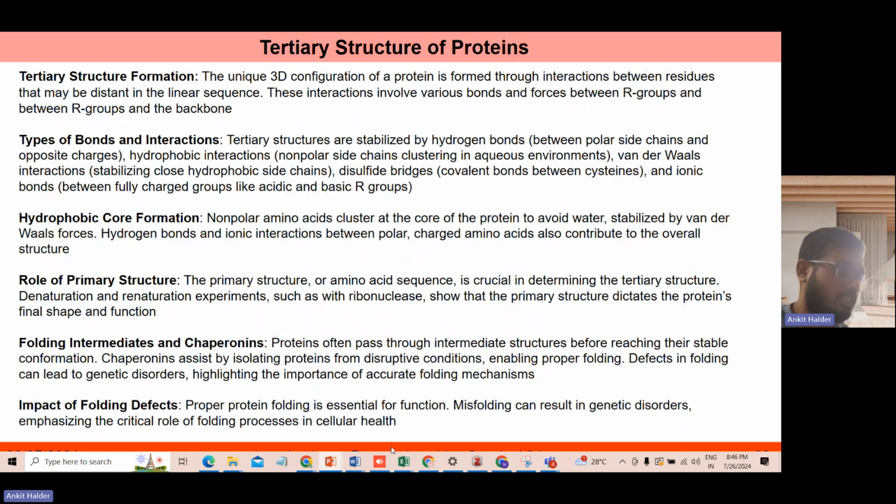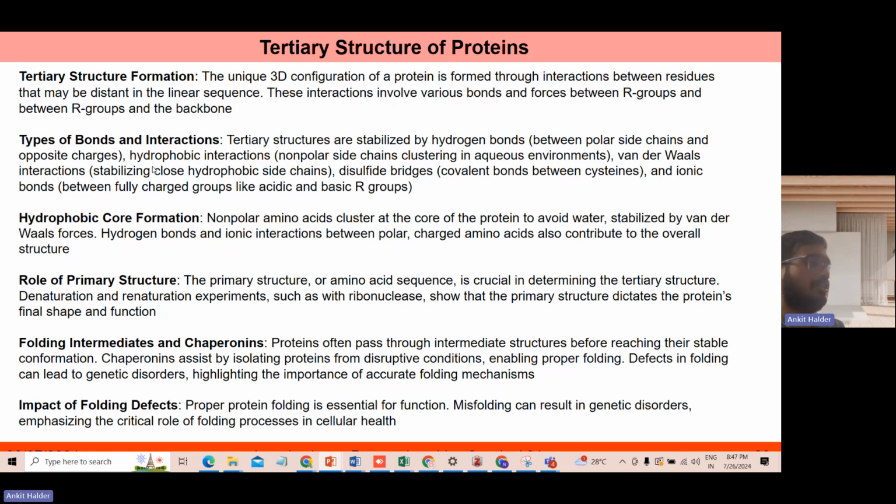Once the secondary structures of proteins are formed in alpha helix and beta sheet, now we are going to try to understand and identify the protein tertiary structure. Tertiary structure is the 3D configuration of a protein due to interaction between residues that may be distant. The 3D conformation comes after we get the tertiary structure of proteins. These interactions involve various bonds and forces between R groups and the backbone.